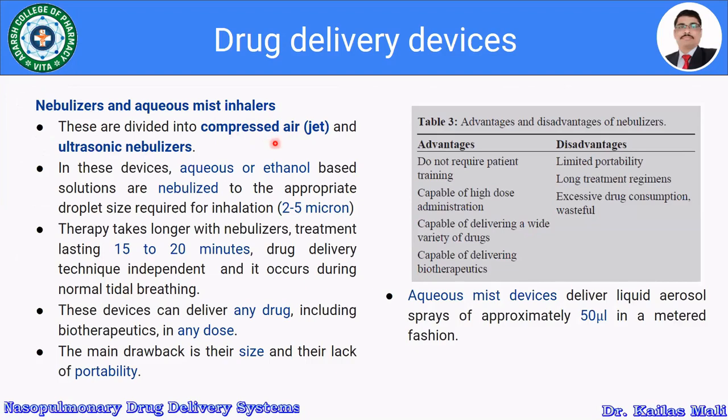Traditionally, we use jet nebulizers, and due to certain disadvantages of jet nebulizers, ultrasonic nebulizers came into existence, and there are many modified devices of both available in the market. In these devices, aqueous or ethanol based solutions are nebulized to the appropriate droplet size required for inhalation. The required size is 2 to 5 micron.